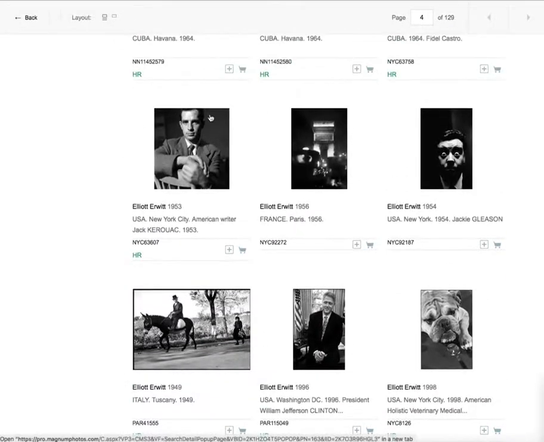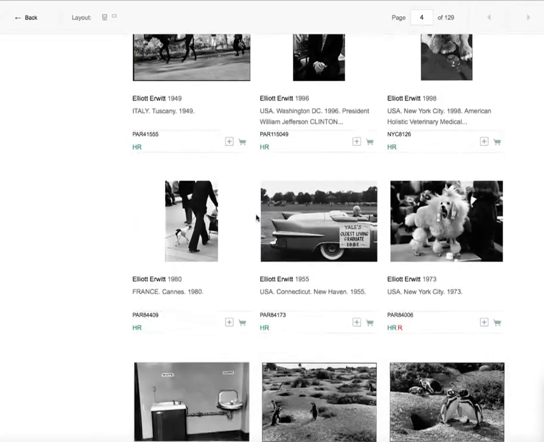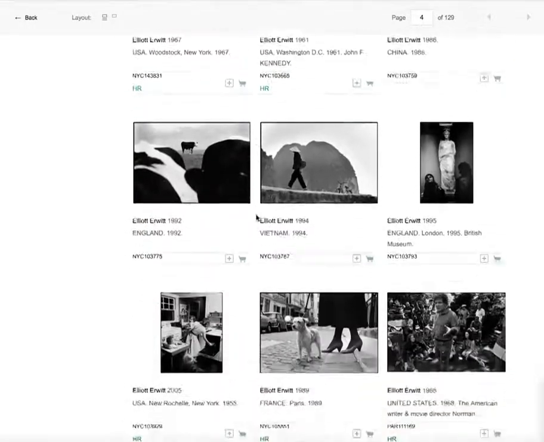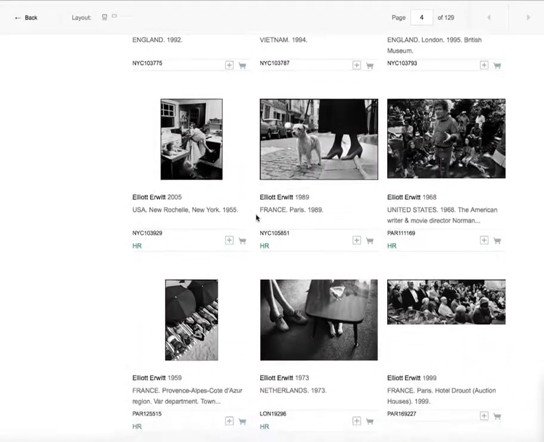And again, he's shooting square here. This photographer, Erwitt, has a massive body of work. It's unreal. But I think he's in his 80s now.